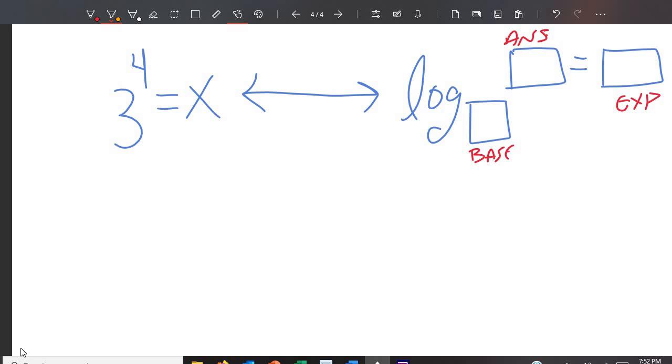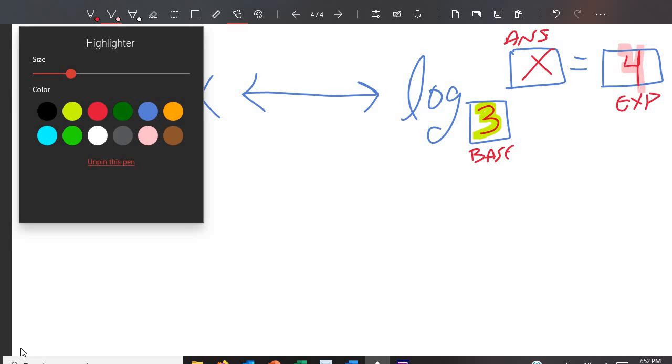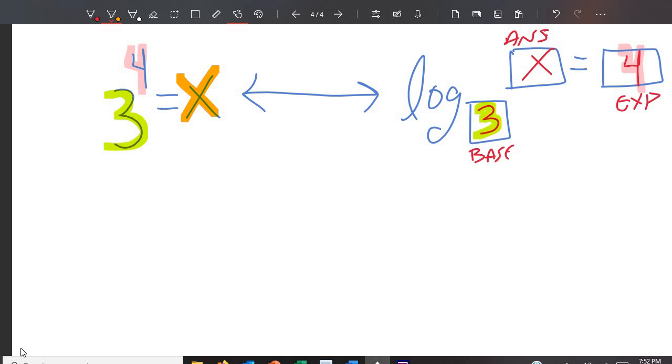Alright, so in this problem, the base is 3. So here's going to go my base. The exponent is 4. I like that in pink. 4. And the answer turned out to be x.